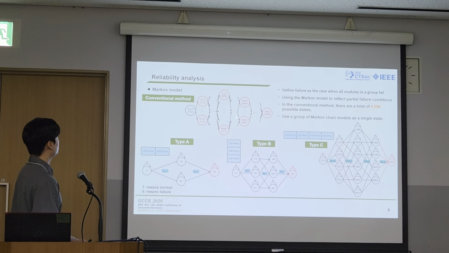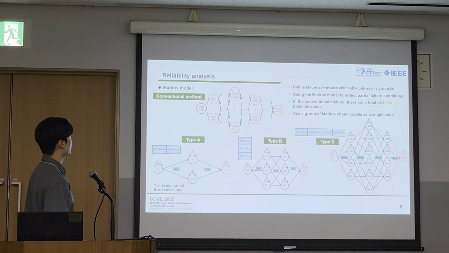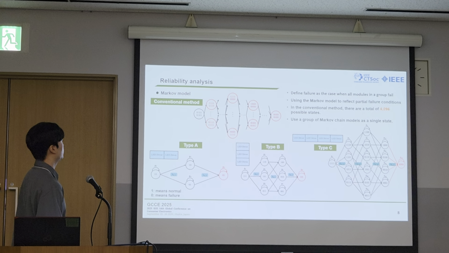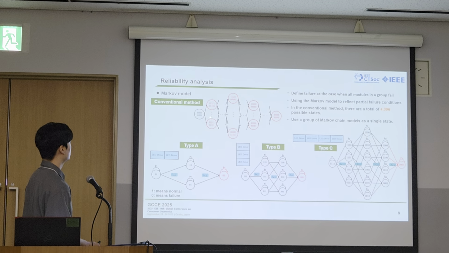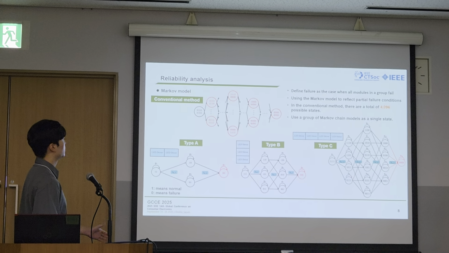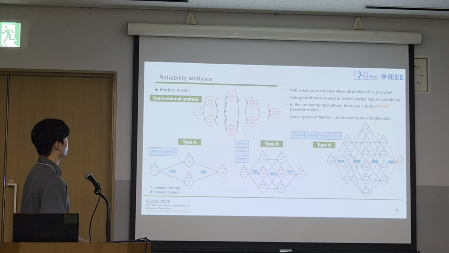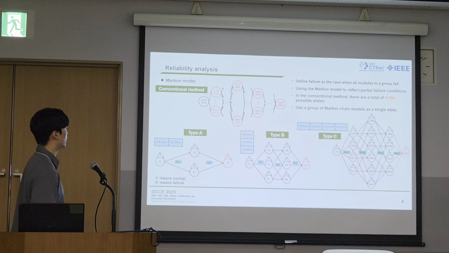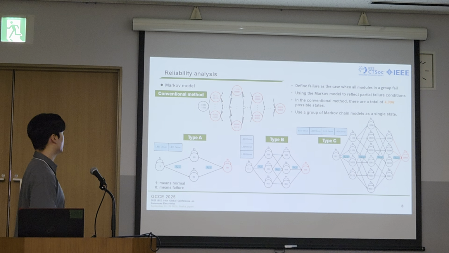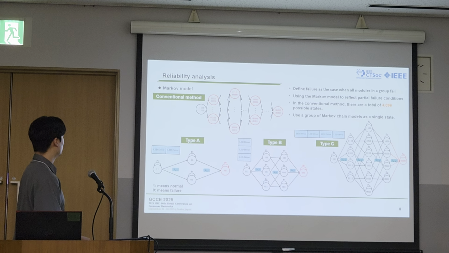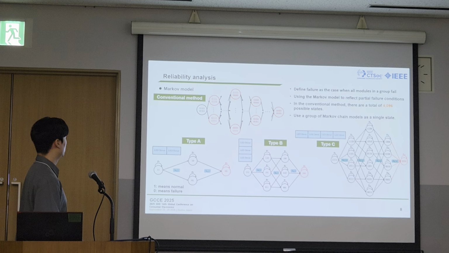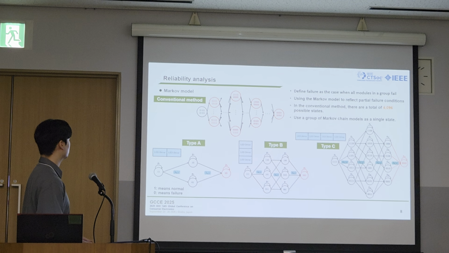The left Markov chain is the conventional method Markov chain. But in the conventional method, there are a total of 4,096 possible states. That's too many states to calculate the system reliability directly. So we use a group of the Markov chain model as a single state. The figures below show the Markov chain model for each type. Here, the number 1 means a normal condition for each module, and 0 means a failure condition for the module.